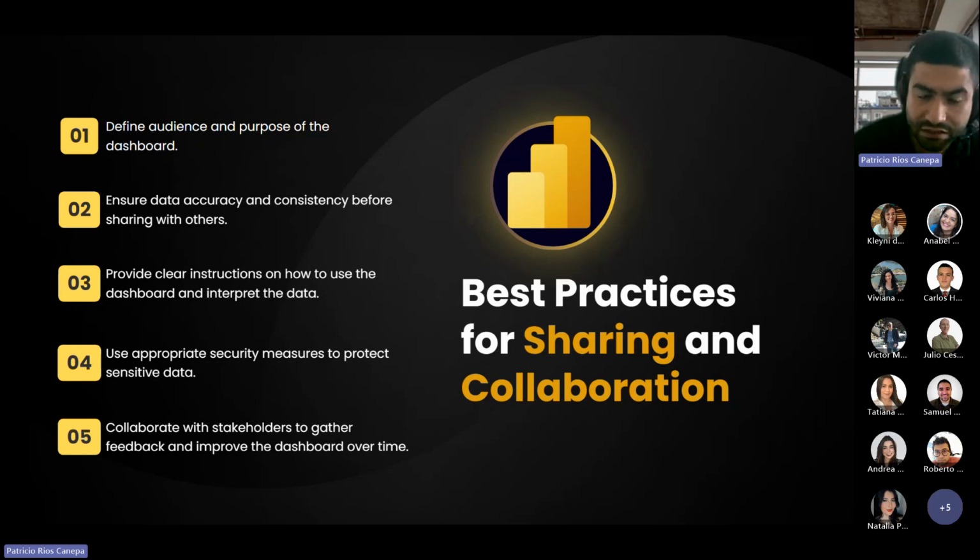Is it to present something to their leaders on a monthly basis? You need to understand what you're trying to accomplish with your dashboard. You need to ensure data accuracy and consistency before sharing with others. This is a key point, guys, because when I was a very beginner data analyst, I would just make my dashboard and rush away and send it over.